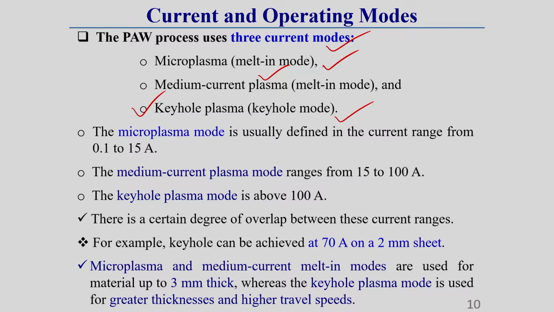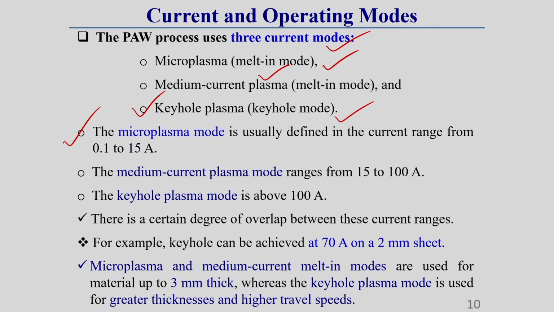For these different types, different plasma arc welding machines are also available. A microplasma arc welding machine generally operates within a current range varying from 0.1 to 15 ampere, whereas in medium current plasma mode the current range varies from 15 to 100 ampere. And keyhole mode is used where the current range is above 100 ampere.